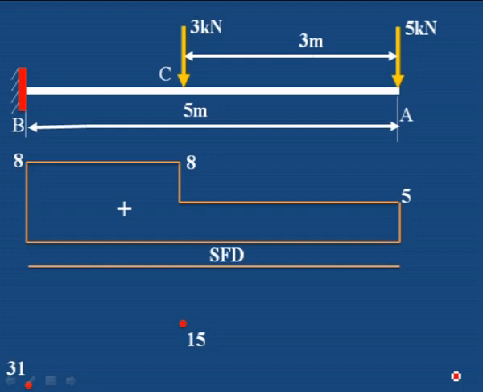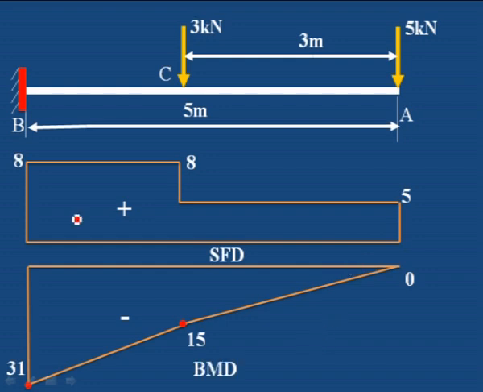After marking these points, join this 0 to 15 with a straight line, that is a sloping line. Then 15 to 31 sloping line. Then close the polygon. This is the bending moment diagram for 2 point loads. It is negative. What we can observe here is that wherever the point load occurs, the slope changes. This is the sloping line for the point loads. These are the 2 point loads we have considered.